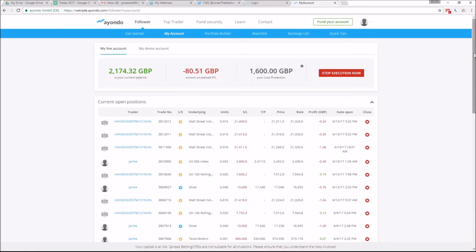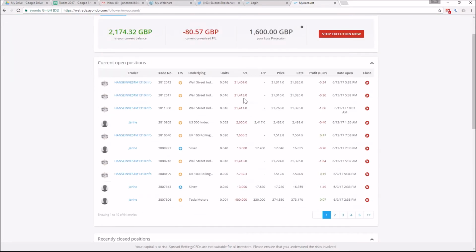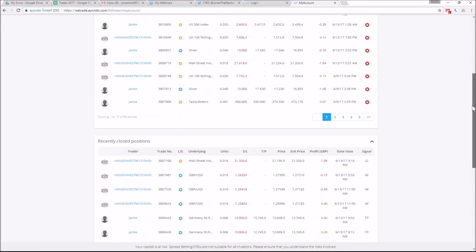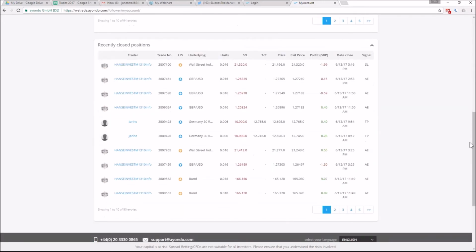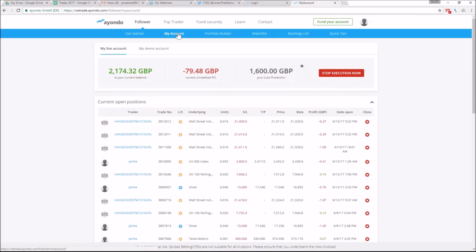And down here you can see the positions, and they're really small. I've got the risk dialed down really low, so it's fractions of a pound a point that this is being traded on my account. And if I scroll down here, we'll see recently closed positions. It's small profits and small losses because I've got the risk dialed right down, just to show people how straightforward it is and how you can set the level of risk that you're comfortable with.